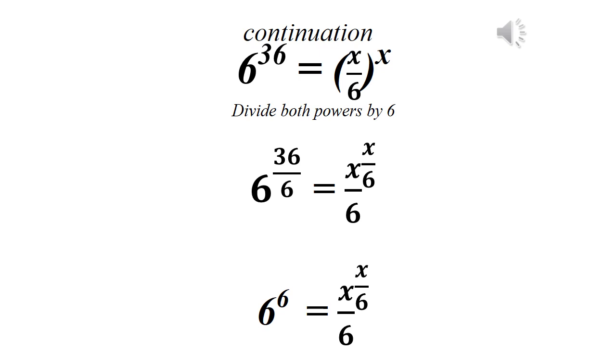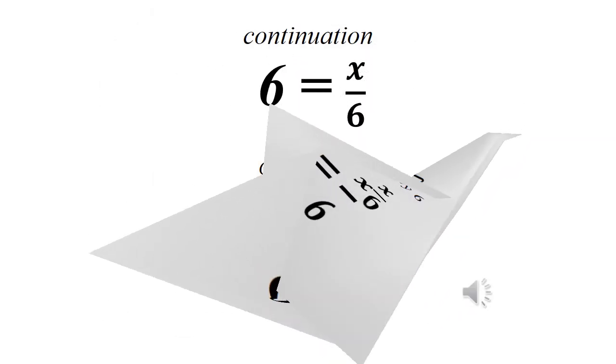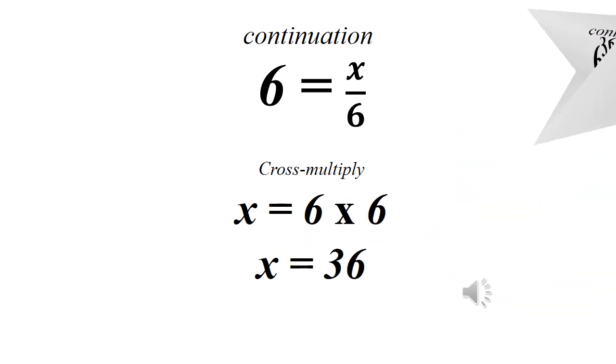Now, if we divide both powers by 6, it will become 6 raised to the power 36 over 6 equals x over 6, then raised to the power x over 6. Then 36 divided by 6 will give us 6. So we have 6 raised to the power 6 equals x over 6 raised to the power x over 6. So we can just equate 6 equals x over 6. Then if you cross multiply, we have x equals 6 times 6, x equals 36.